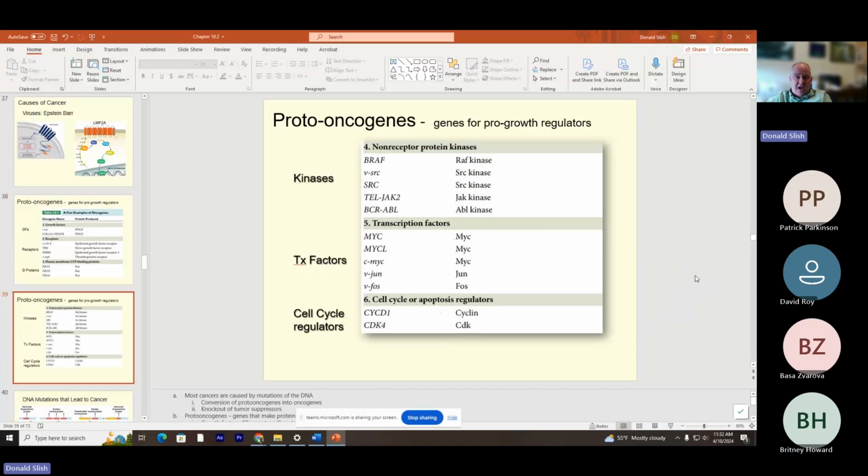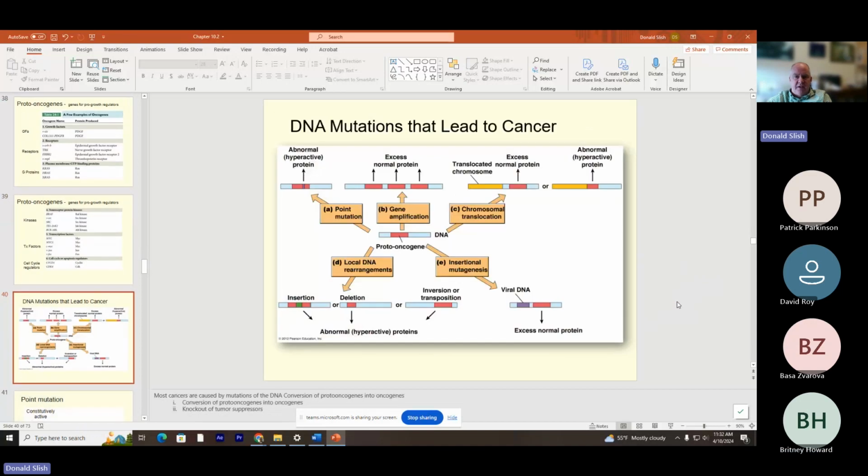And the question now is, how do they get out of control? What makes these things get out of control? And that is DNA mutations. So we like to think of cancer as a disease of DNA damage. So these are 5 different ways that DNA can become damaged that turns a proto-oncogene into an oncogene.